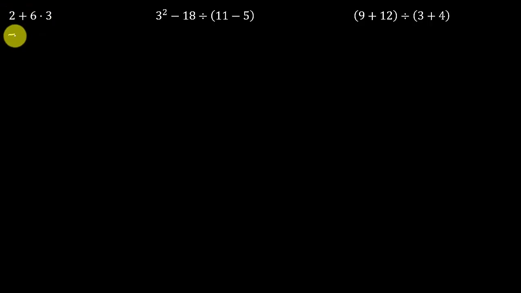So this is going to equal 2 plus, and then 6 times 3, I'm going to multiply the 6 and the 3. That's 18. And then I can go ahead and add. So 2 plus 18 is 20, and there's your answer. Now let's look at the next problem.